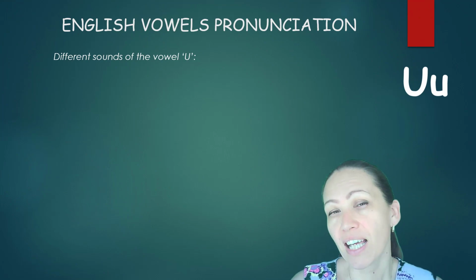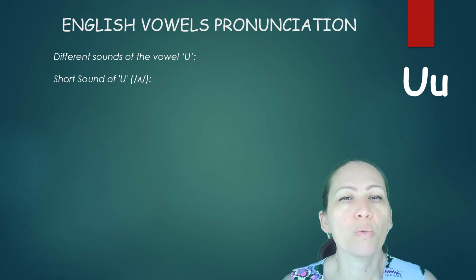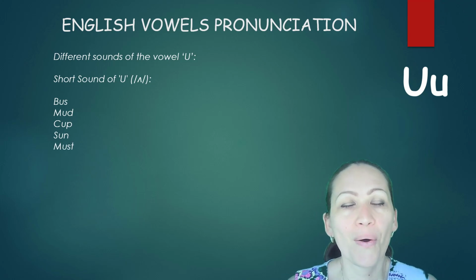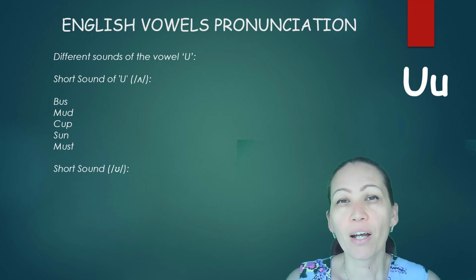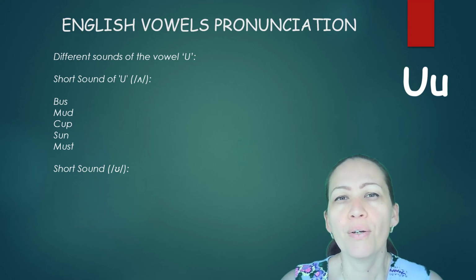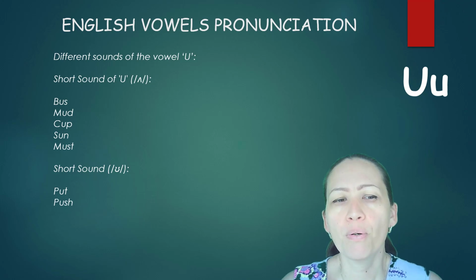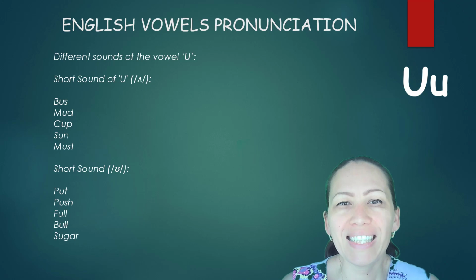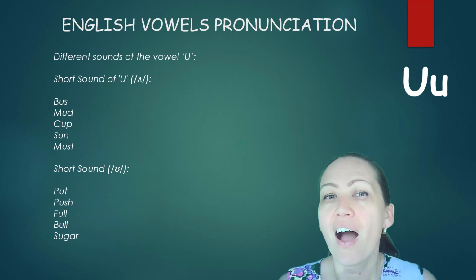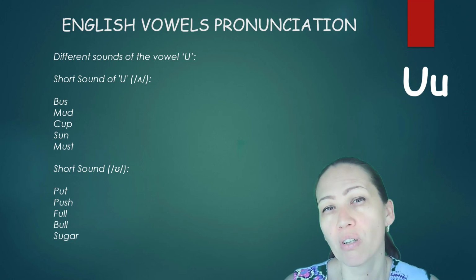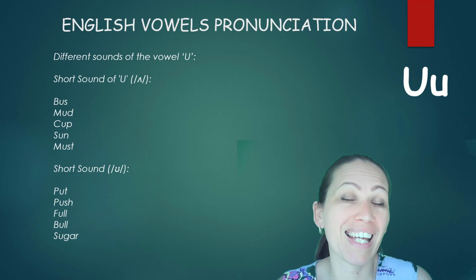The first sound of the vowel U is the short sound like in bus, mut, cup, sun, or must. The second sound that the vowel U makes is the short sound like in put, push, pull, bull, or sugar. Why do we say put and not pot? I don't know. There are no rules. We only need to learn them by heart, which words are pronounced with one sound and which with the other.